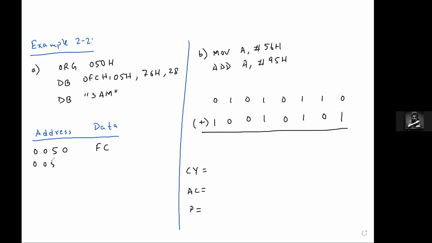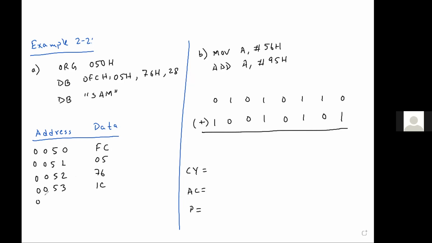0051. Exactly, 0051. So keep saying, what will be the data? 05H. 05. Then what will be the memory address? 0052. 52, right. What will be the data? 76. 76. Then is 0053. What will be the data? Hex of 28. Exactly, hex of 28, which is 1C.